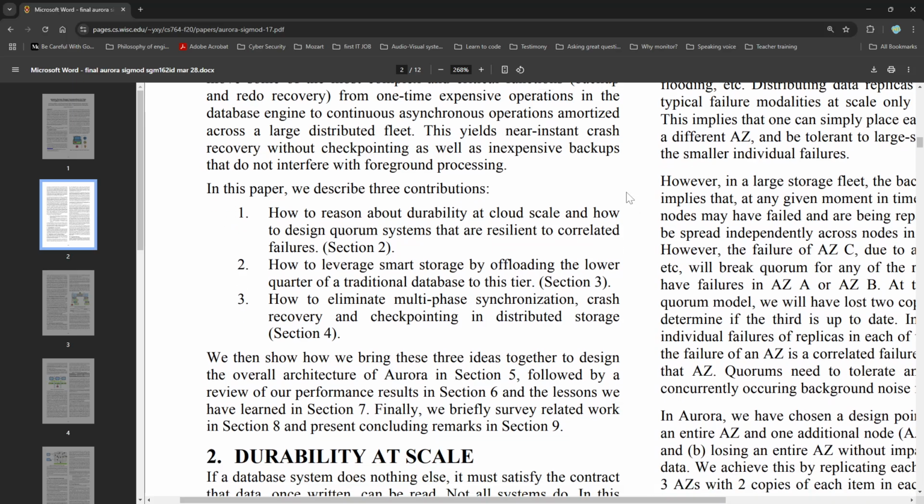In this paper, we describe three contributions. 1. How to reason about durability at cloud scale, and how to design quorum systems that are resilient to correlated failures. We deal with that in section 2. 2. How to leverage smart storage by offloading the lower quarter of a traditional database to that tier. Section 3 is where we talk about that. And 3. How to eliminate multi-phase synchronization, crash recovery, and checkpointing in distributed storage. Section 4.